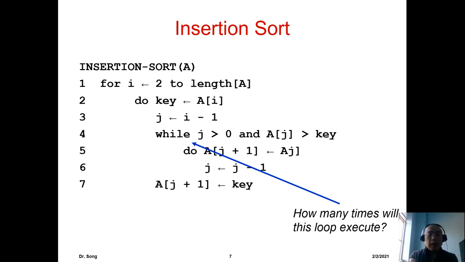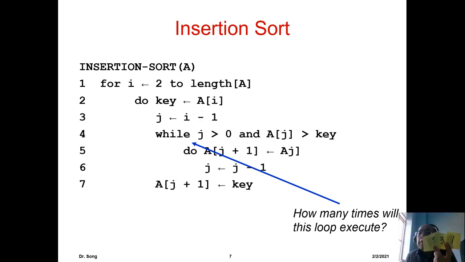So for the best case, each time we reach line 4, we check it once and then we are done. How about the worst case? Say you have 3, and then 5, and then 6. Eventually, when you are inserting 1, what is going to happen? You have to shift 6, then shift 5, and then shift 3. After all those 3 values are shifted, now you have the space to insert the 1.